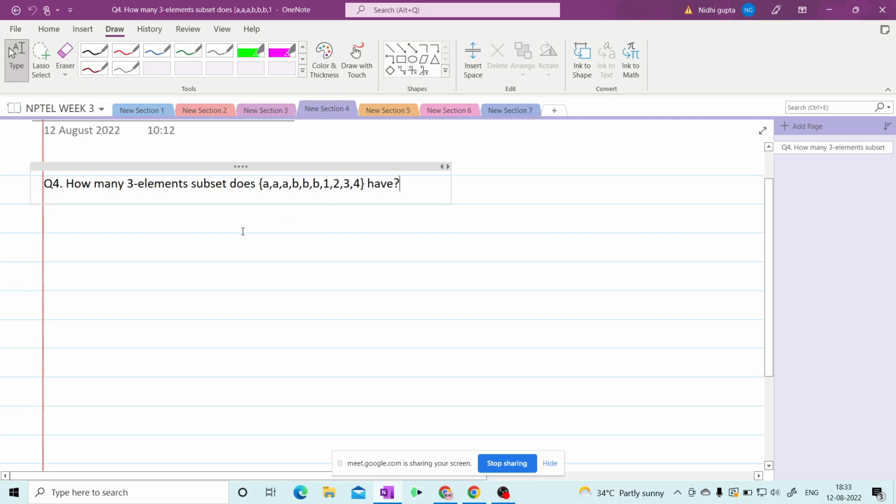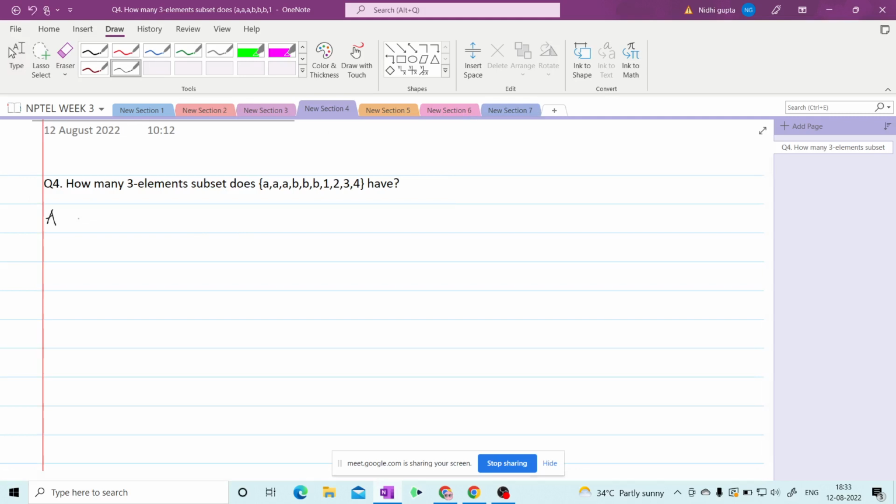Okay. So the next problem is that we have to find how many 3-element subsets this has. We have 3 A's, 3 B's and 1, 2, 3, 4. So how many 3-element subsets does this have?